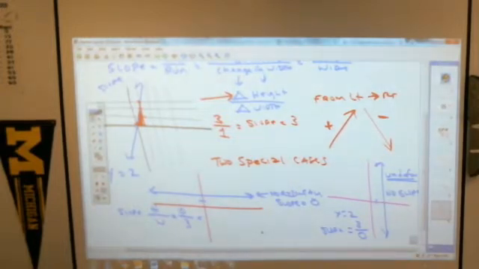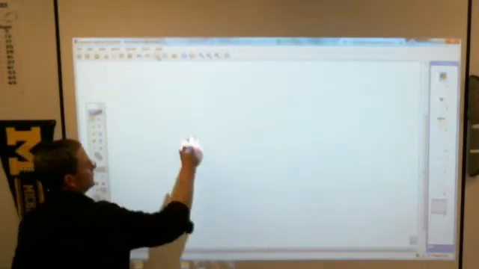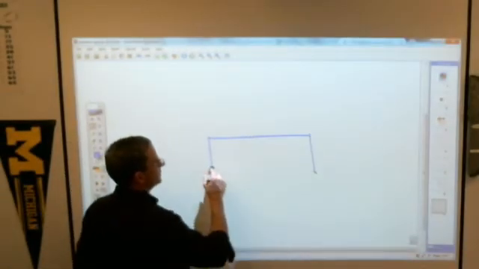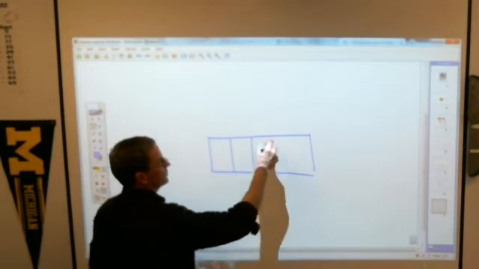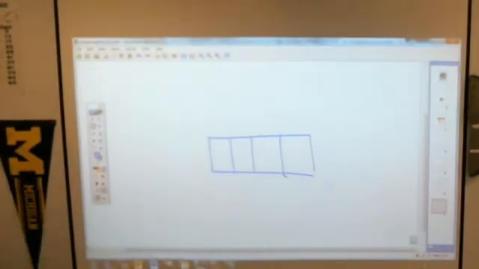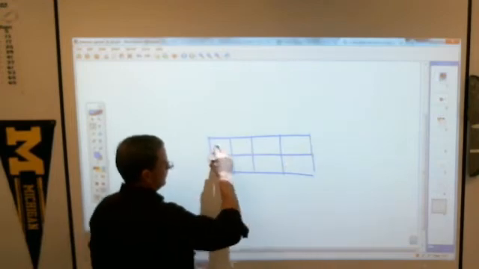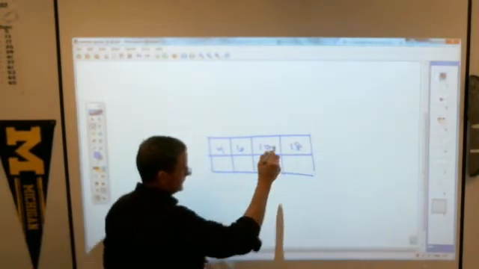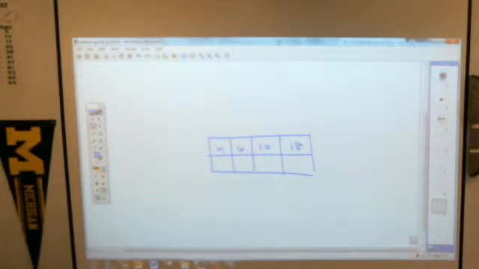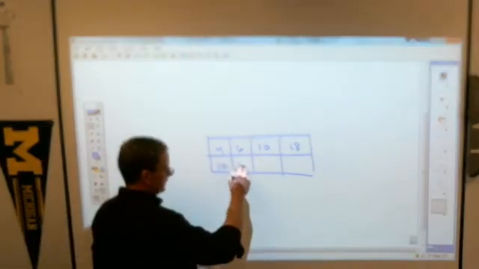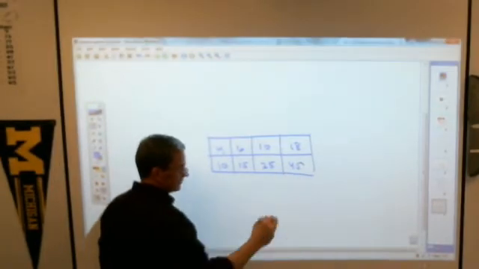Open your books to page 259, and let us discuss. Actually, write this in your notes so we actually have it. I'll do it here. So let's say you have a table. It's not an oak table, but it's a mathematical table. And it looks like this: 4, 6, 10, 18. And on the bottom is 10, 15, 25, 45.